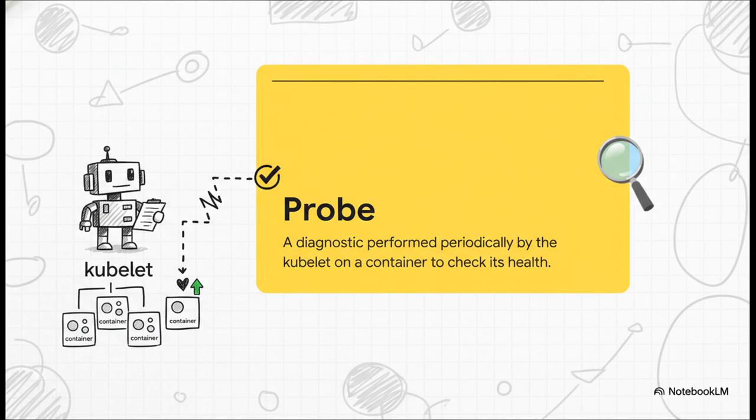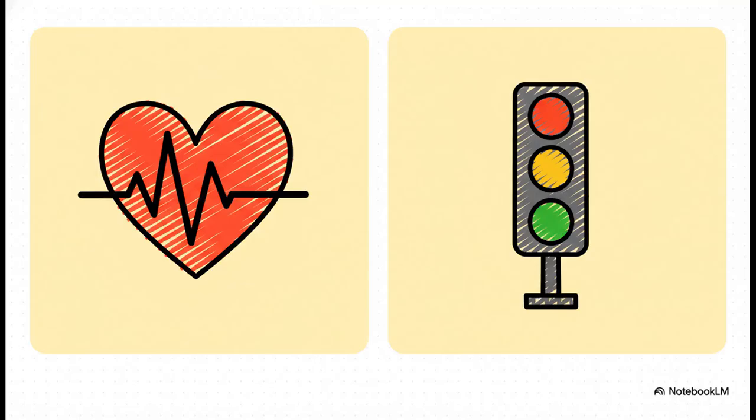The kubelet, which is the Kubernetes agent on the node, periodically runs this diagnostic on a container to make sure it's still healthy and doing what it's supposed to be doing. Now, there are two main probes you'll use all the time. The liveness probe asks a very simple question. Hey, are you still alive in there? If that probe fails, Kubernetes assumes the app is broken. Maybe it's in a deadlock, and it restarts the container.